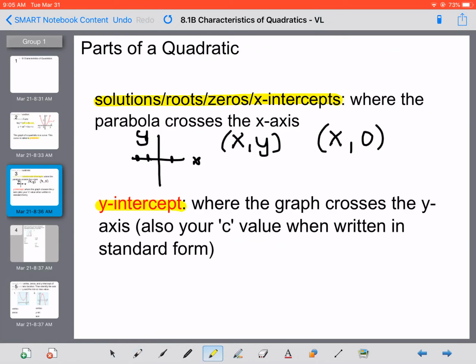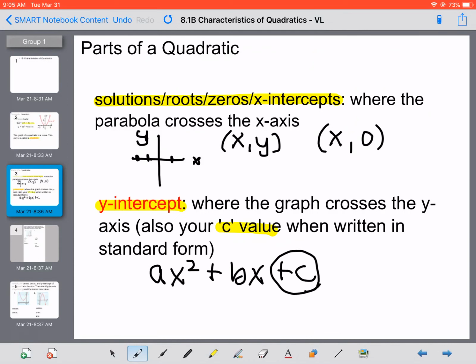Now, the flip side of that, our y-intercept, is when it crosses the y-axis. And it's actually our c value when we see our equation written in standard form. So if you recall ax squared plus bx plus c, this number right here that doesn't have an x with it, that is actually your y-intercept. So when we write it as an ordered pair, we would have 0 because you did not move in the x direction, and then whatever that c value is, that is your y-intercept.